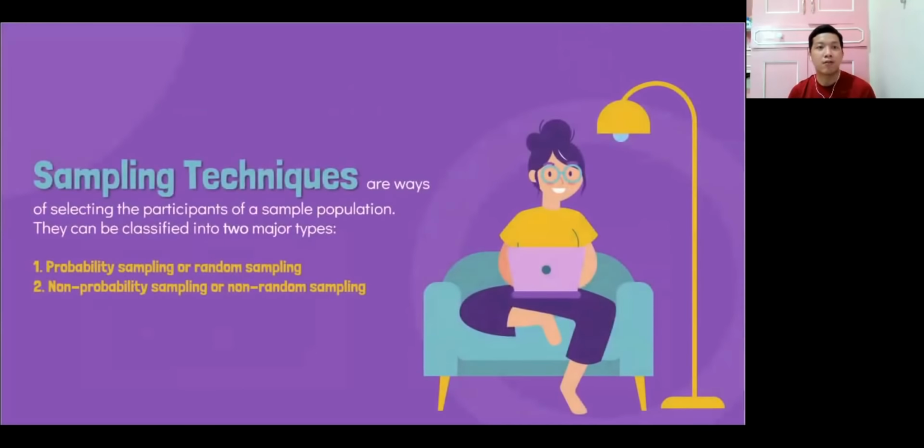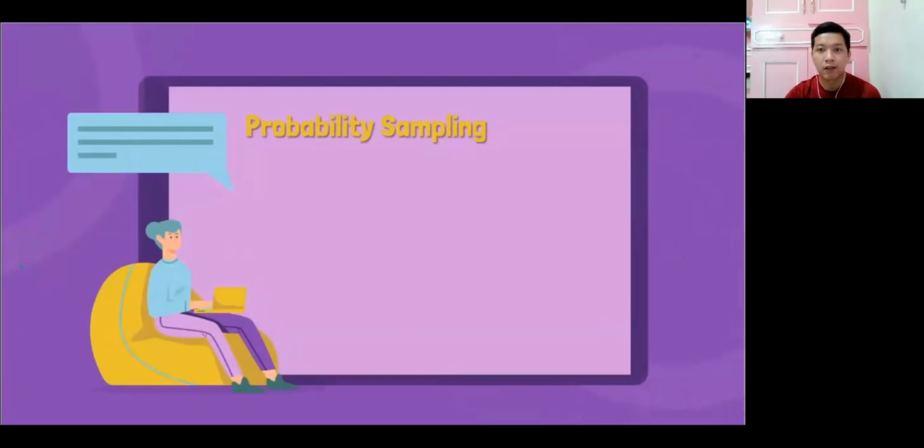Now let's proceed to the sampling techniques. The sampling techniques are ways of selecting the participants of a sample population. They can be classified into two major types. Number one, we have the probability sampling or random sampling. Number two, the non-probability sampling or the non-random sampling.